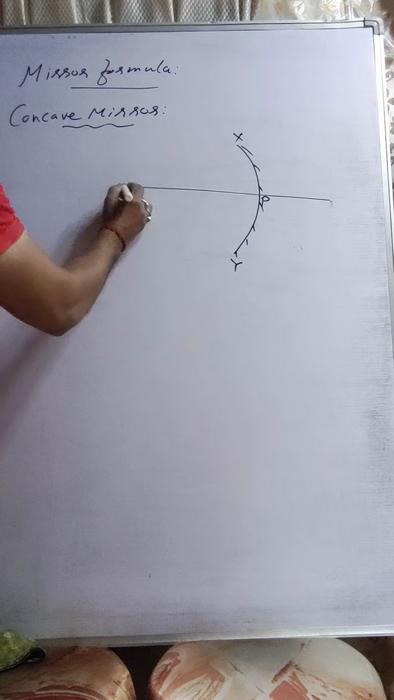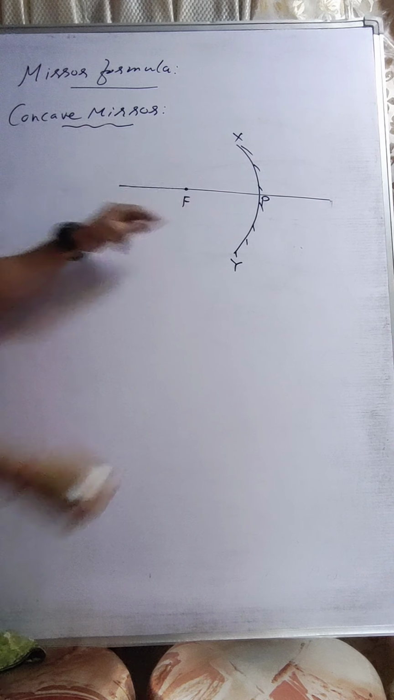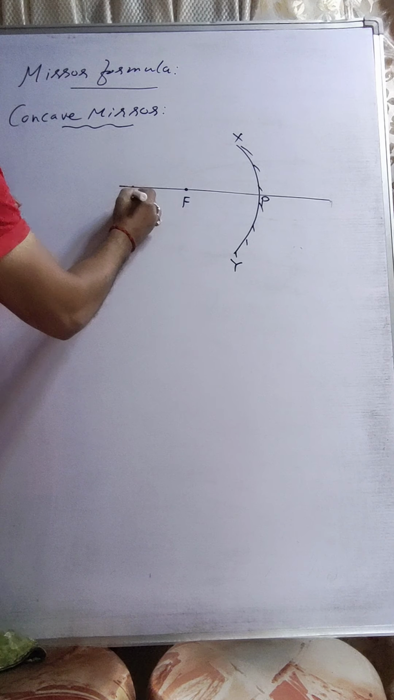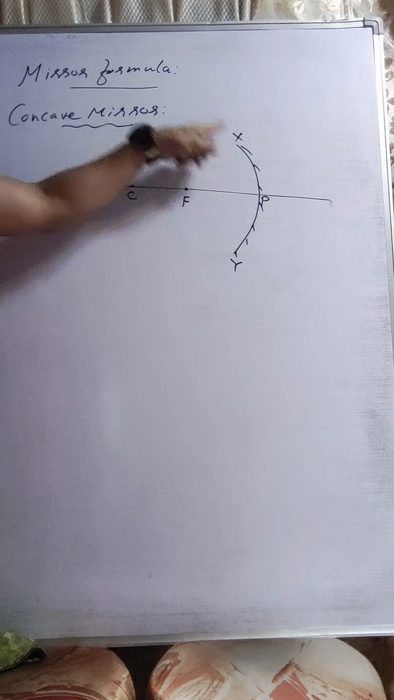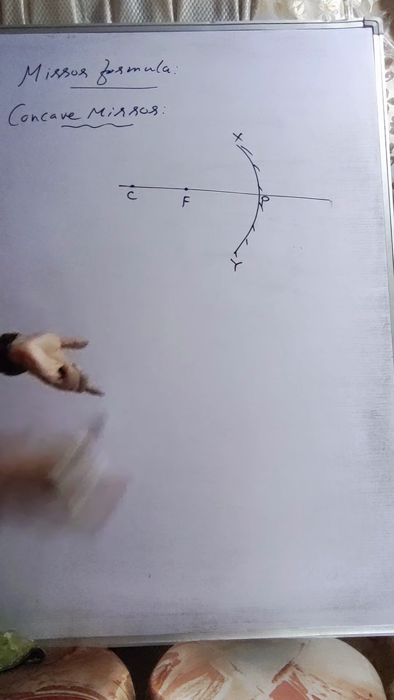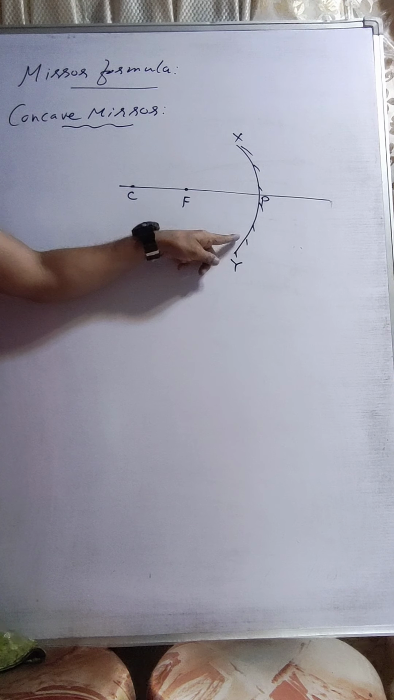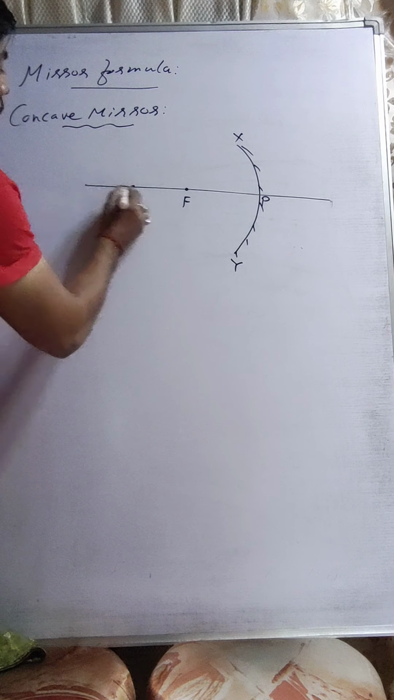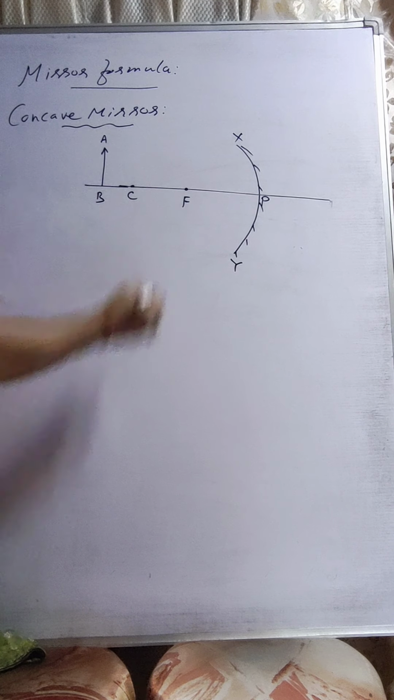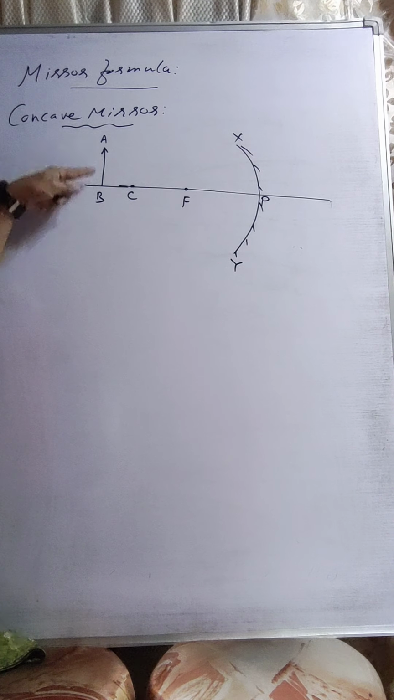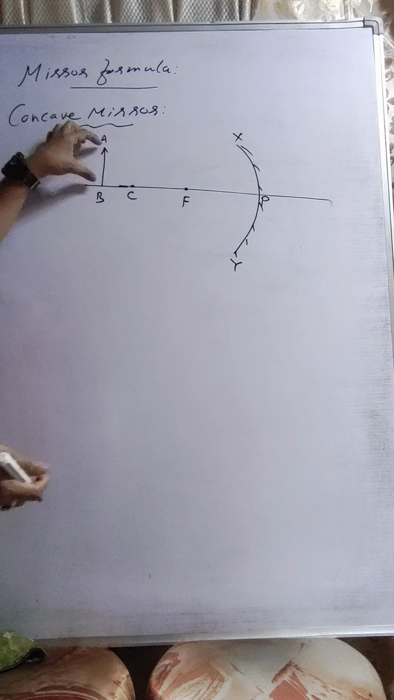Suppose this is the focus of the mirror. This is, suppose, the center of curvature of the mirror. C is the center of curvature. That means if you complete this surface, it becomes a sphere. The center of that sphere is called the center of curvature of the mirror. Let us suppose that there is an object AB which is placed in front of the mirror. Object AB is a linear object placed in front of the mirror laterally.